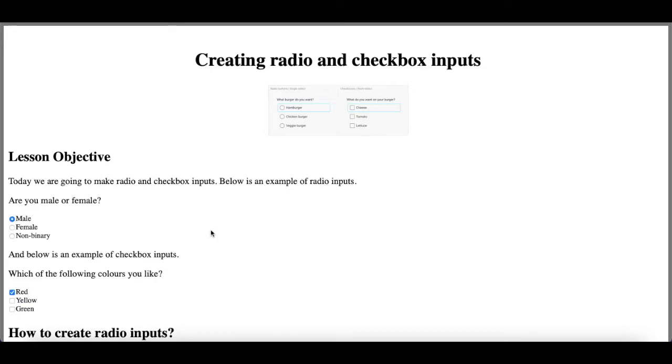Radios are basically options for you to select, like below. You can select any option, then when you select another option, it will unselect the original option. This is called radio inputs. Now checkbox inputs are multi-option. You can select more than one option, something like this. Unlike radios, it wouldn't unselect the original option.